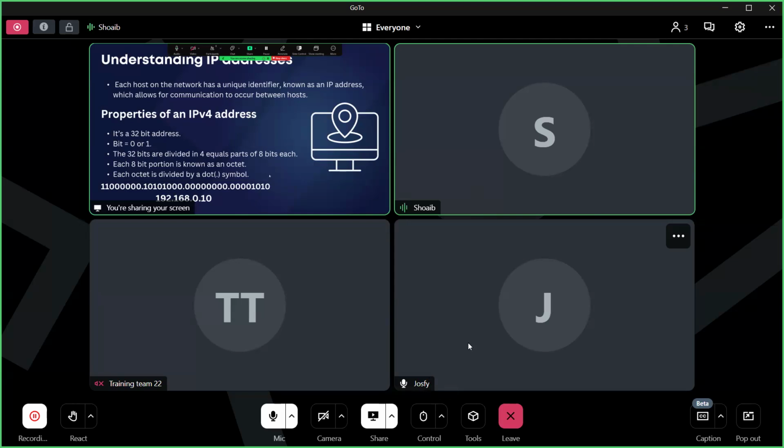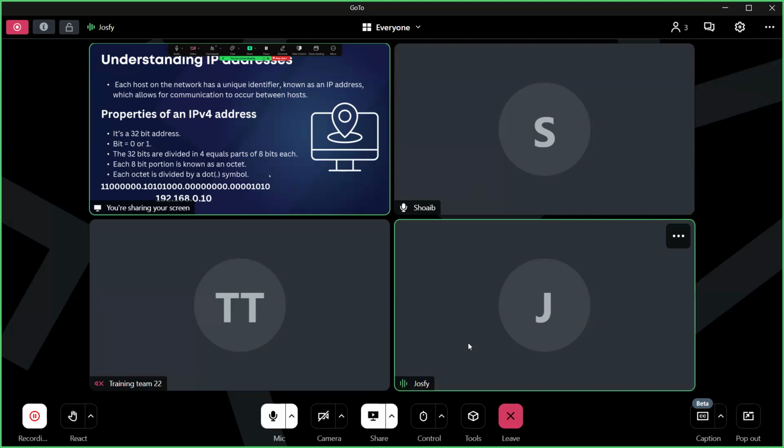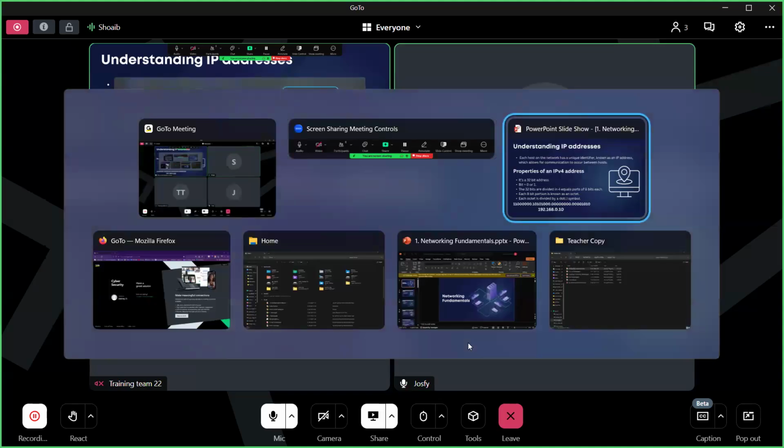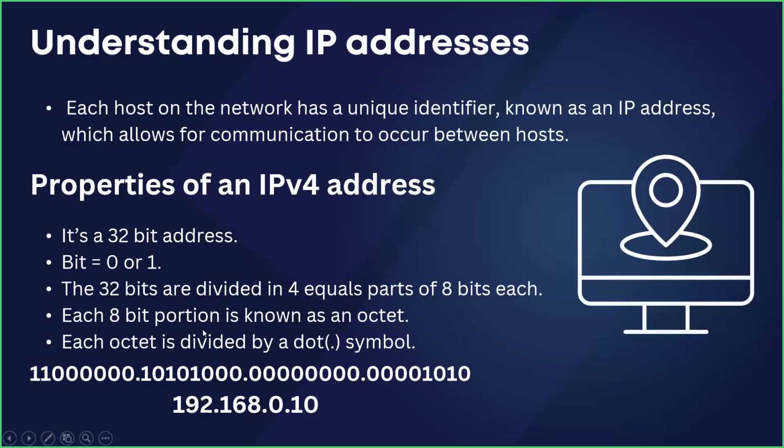Okay. This is going to be a quick recap for you. Moving on, let's talk about how do you convert any binary address into a human readable decimal address.